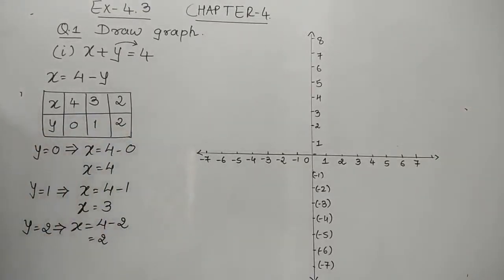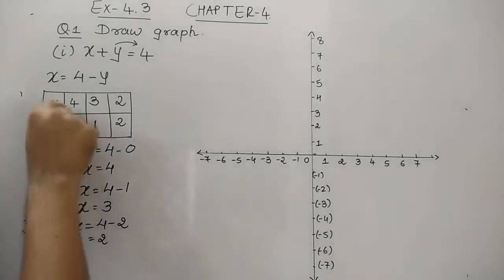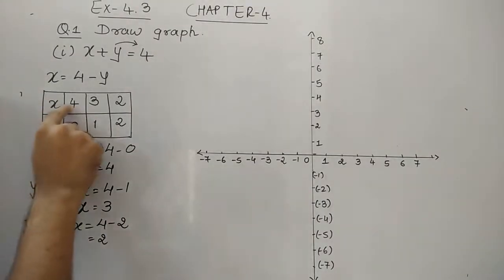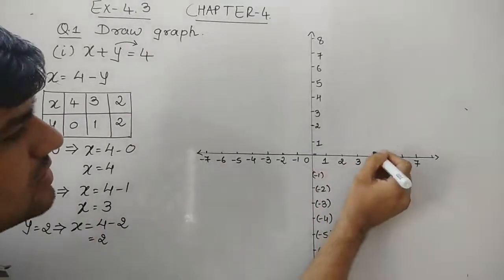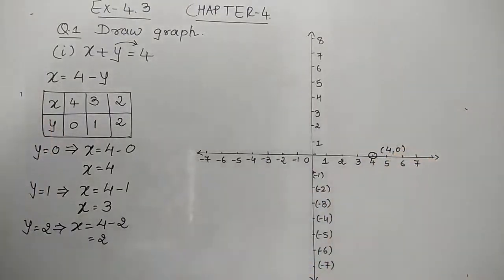Now let's see how to represent this. As we have already discussed in chapter number 3, to represent the coordinates on the graph. The coordinate is 4, 0. We know that whenever one coordinate is 0, that value should be represented on the axis. So x is 4 and y is 0. So it should be represented this way. So this is 4, 0. So x 4, y 0 is one solution we have.